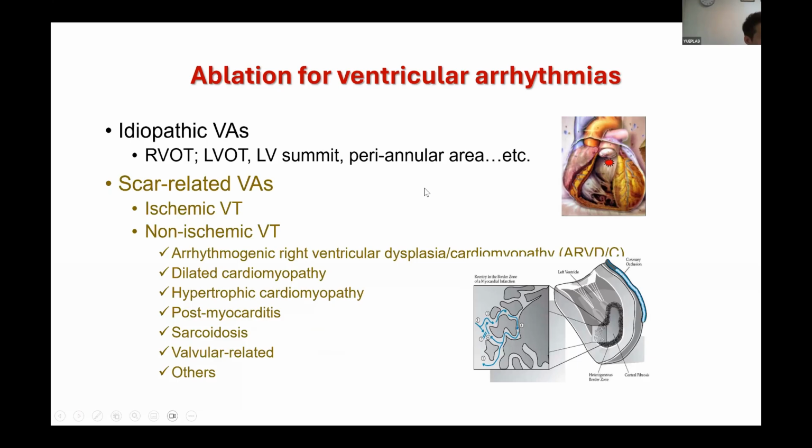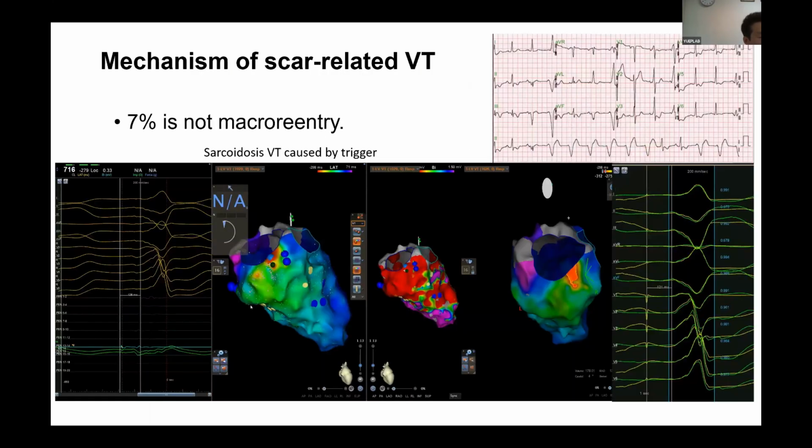We always try to understand, a long time ago, what we want to do for VT ablation, including the idiopathic ones, more and more coming from the summit region. But the most interesting thing we have is the scar VT. The majority of scar VT will definitely be reentrant, either localized reentrant, as we define it right now, or macro-reentrant.